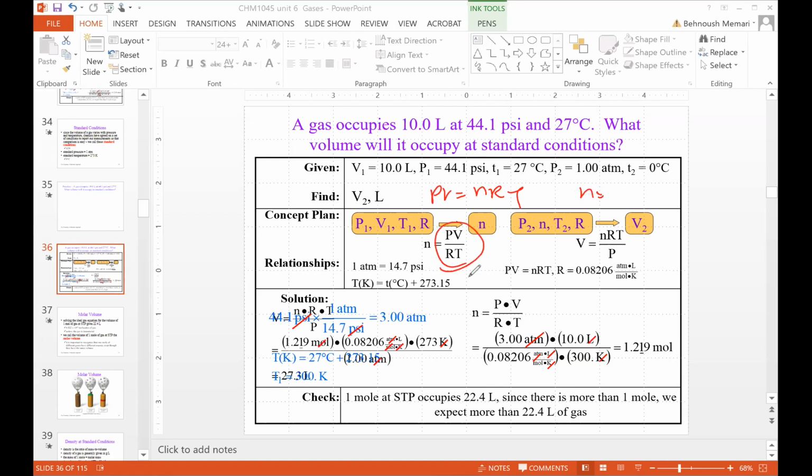When you have the number of moles, then you say, okay, if I have 1.219 moles at STP, what would be the volume? Because 1 mole is 22.4 liters. For 1.219 moles, it would be X. You can find this, or you can use the conversion factors. 1.219 moles times 22.4 liters over 1 mole. That's the conversion factor. The mole would cancel.